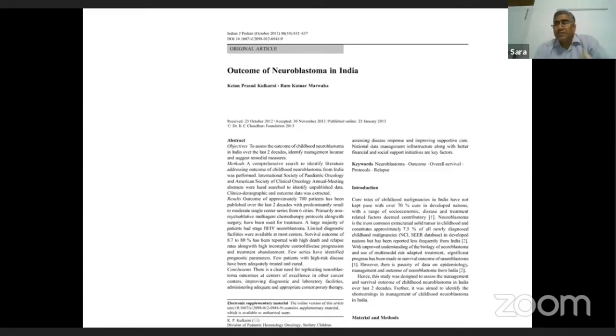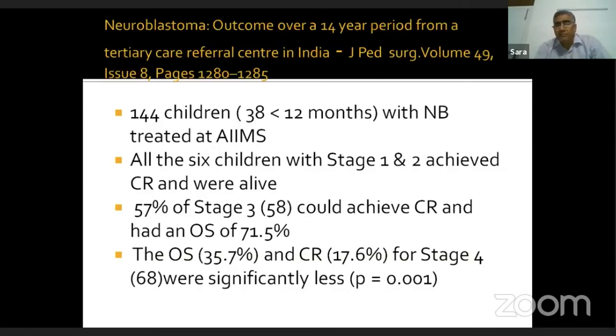But most children in India present late, stage 3 or stage 4, they are high risk and they tend to do poorly. So our outcomes are not as good as the Western countries. So this data from AIIMS of 144 children shows that only 6 children were stage 1 and 2, and they are alive and doing well. But the remaining patients were either stage 3 or stage 4. For stage 4, the last line, the CR rate was just 17%, of the stage 4 patients could achieve complete remission, and overall survival was just 35%. So very poor outcome for stage 4 patients from AIIMS.